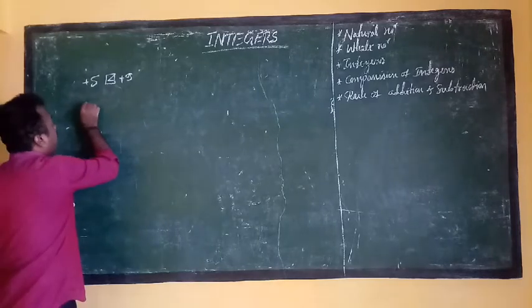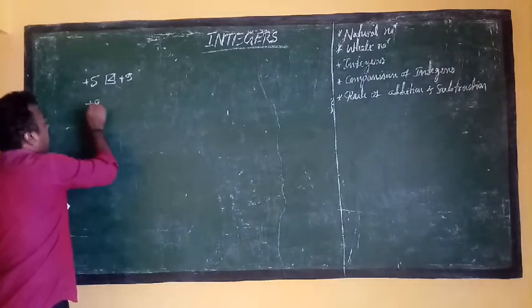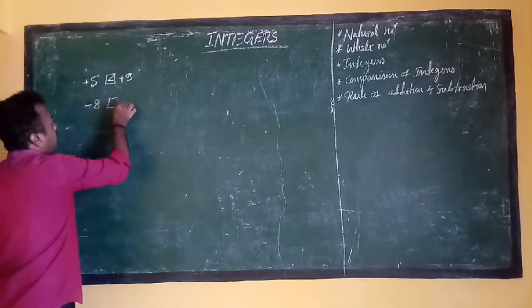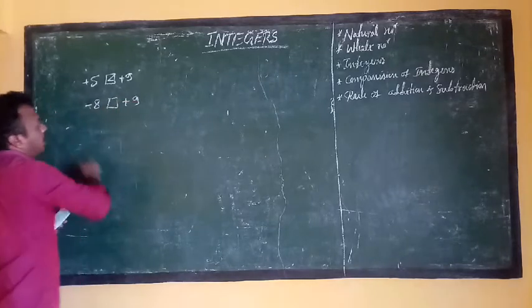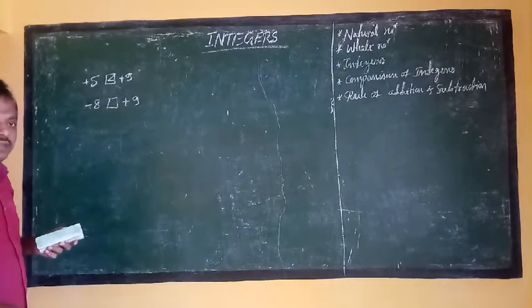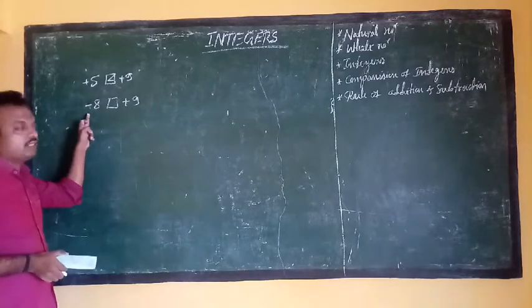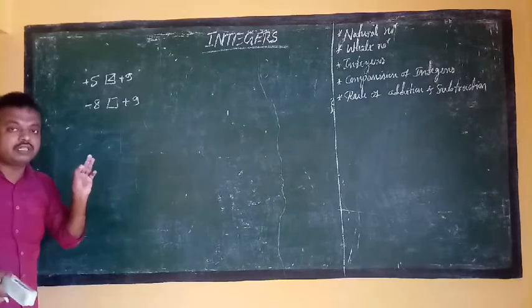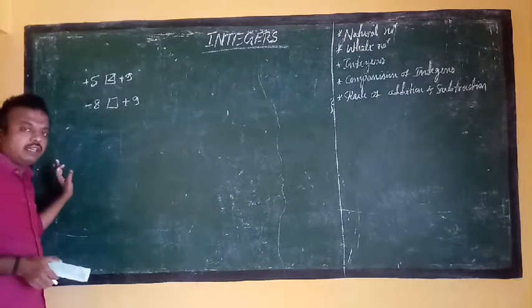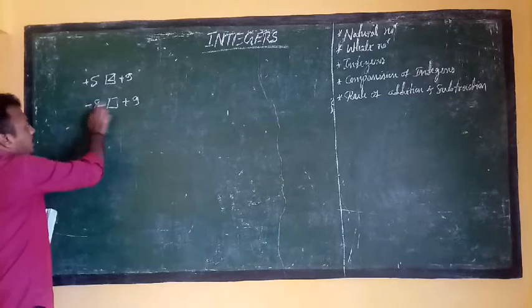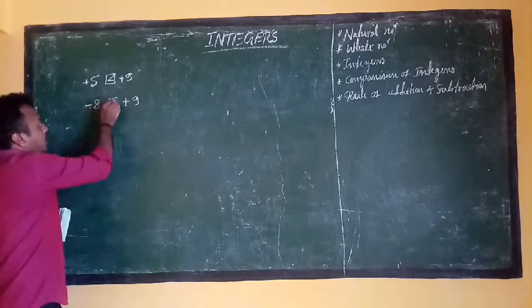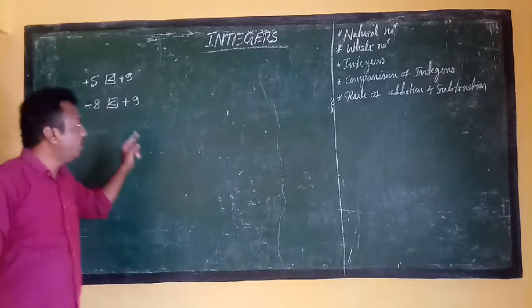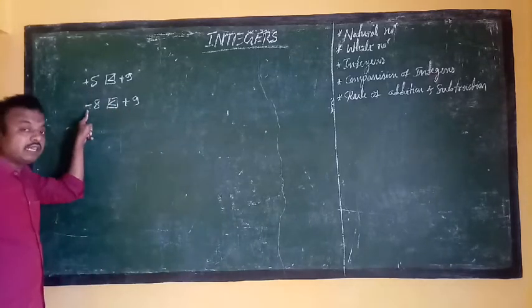So next, minus 8 and plus 9 we should take. Minus 8 and plus 9. So one positive and one negative is there. Positive is greater than negative integers. Every positive integer is greater than every negative integer. So if it is minus and plus, different signs, we can easily find out which is smaller and which is greater. Therefore plus 9 is greater than minus 8.